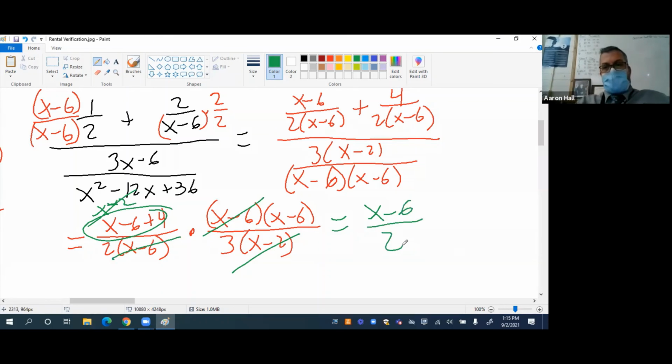There's something I'm missing. X cannot be equal to 3. Oh, did I forget a 3? Yeah, so this should be 6. And X can't be what? 6. It can't be 6 or 2. Okay. Nice. There we go.